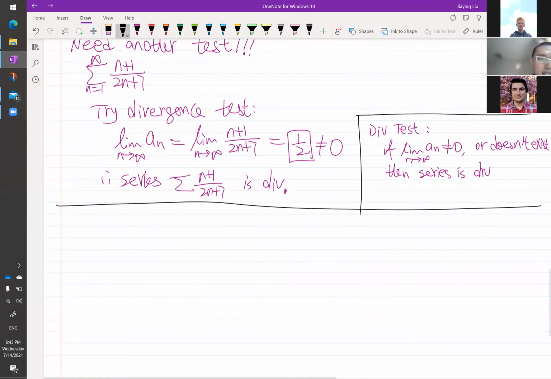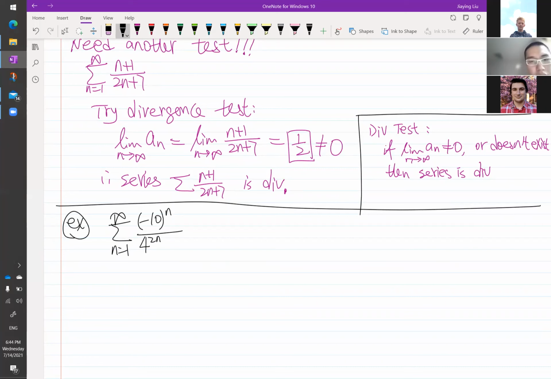All right, let me give you another example on this ratio test. The series given is the sum from n equals 1 to infinity of negative 10 to the n divided by 4 to the 2n times n plus 1. Looks complicated, right? So we want to know, is this convergent or maybe absolutely convergent or divergent?